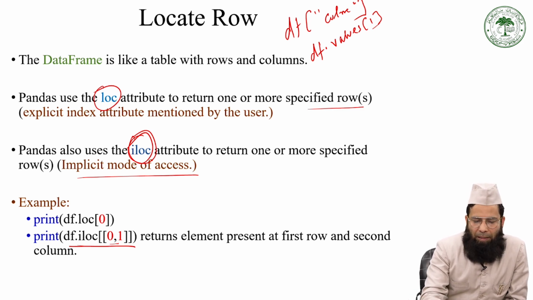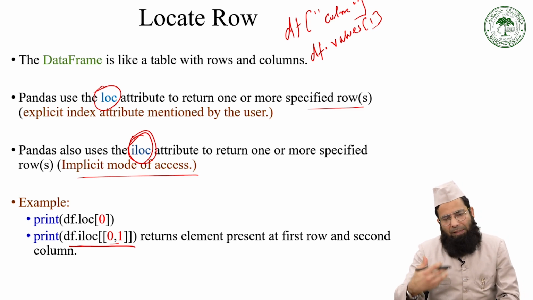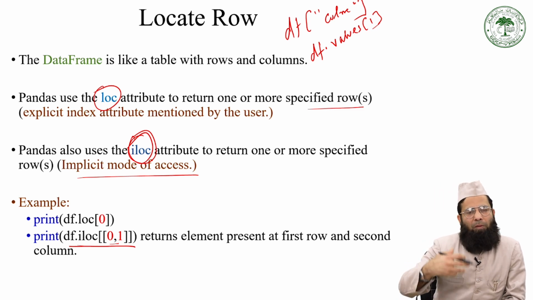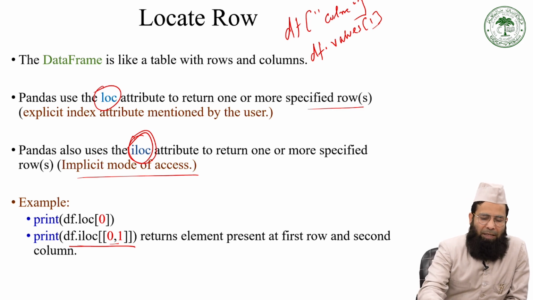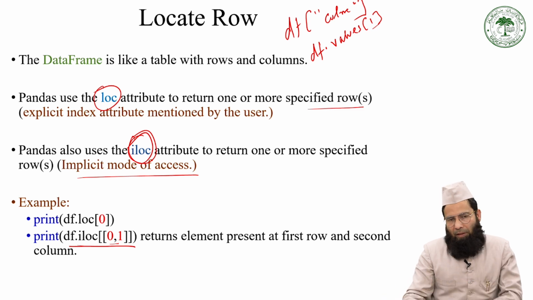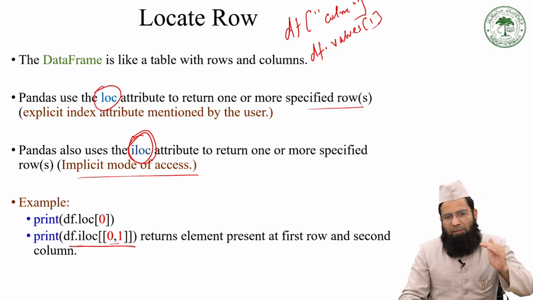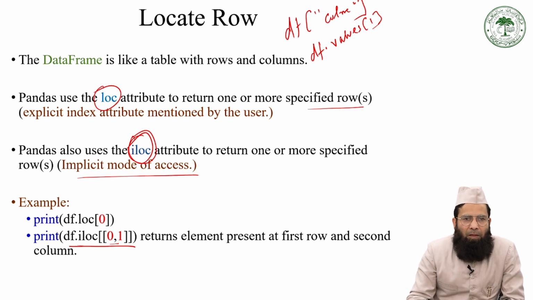And iloc in this case returns the element present at the first row and second column. Similarly, you can use values separated with a comma to access a specified cell or more than one cell. It depends on how you are passing these indexes. If you are using the slicing operator, then you can access more than one column as well as more than one row, right? So in this way, we can access the data.